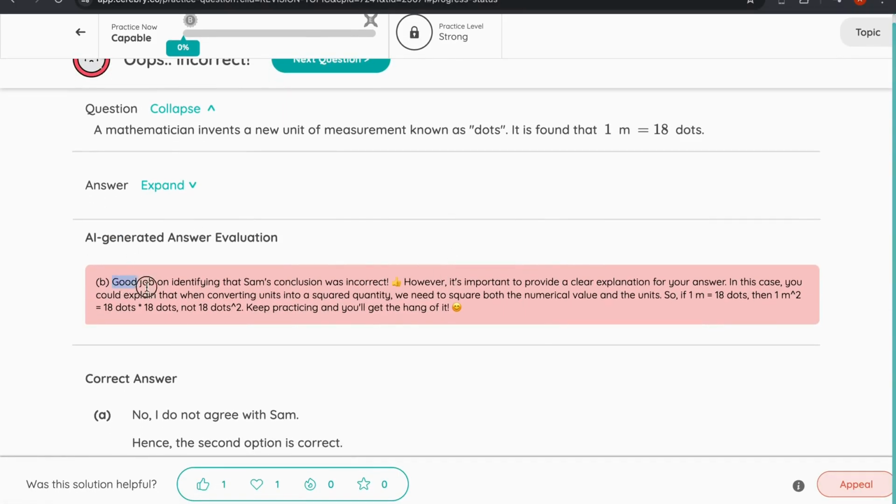Now the AI says, good job on identifying that Sam's conclusion was incorrect. However, it is important to provide a clear explanation for your answer. Since I've given my answer as I just guessed it, the AI says the explanation has to be clear and the student has to understand the explanation as well. In this case, you could explain that when converting units into squared quantity, we need to square both the numerical value and the units. It provides an explanation so that even if the student has answered it incorrectly, they understand this better and can answer it the next time.